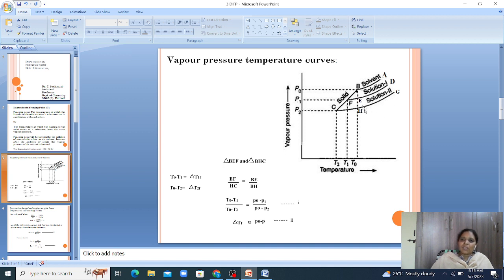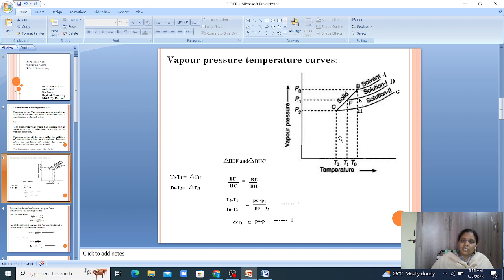The same thing we can observe in the case of solution 2, which we get by adding y grams of non-volatile solute to the solvent. This is the curve SJGC. At point C, both solid and liquid states are in equilibrium, or they have the same vapor pressure at this temperature. This is the freezing point of solution 2, T2, and the corresponding vapor pressure is P2. It decreases further than solution 1, and the freezing point also decreases further than solution 1.